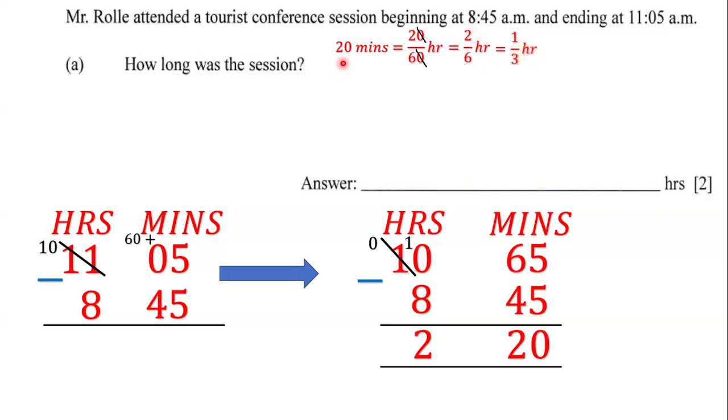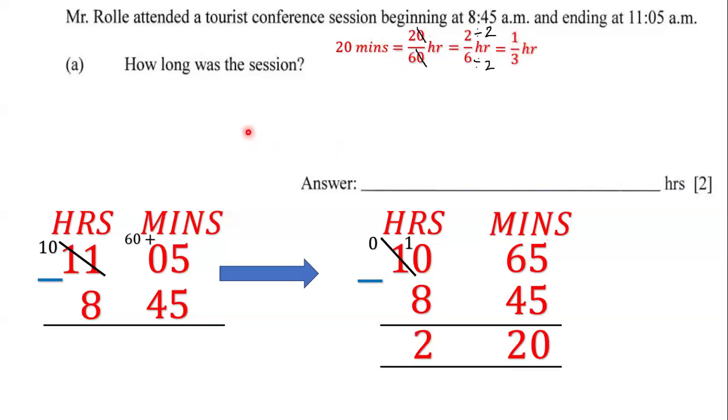So 20 minutes is actually a third of an hour, and the number that we use to simplify this fraction is 2, because 2 can go into itself and 2 can go into 6 as well. And so we have 2 divided by 2. What is 2 divided by 2? Well, 2 divided by 2 is 1. And 6 divided by 2 is 3. And so what that means is 20 minutes is actually a third of an hour, right? That's what 20 minutes is.